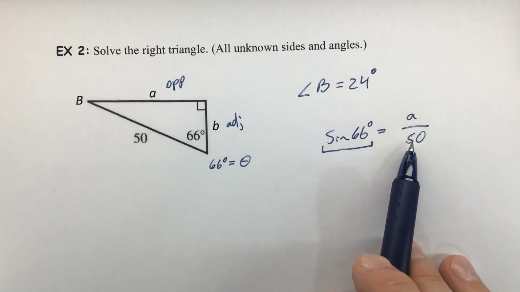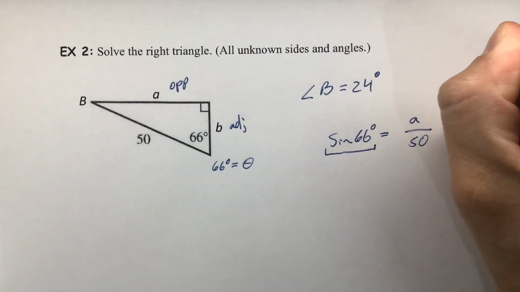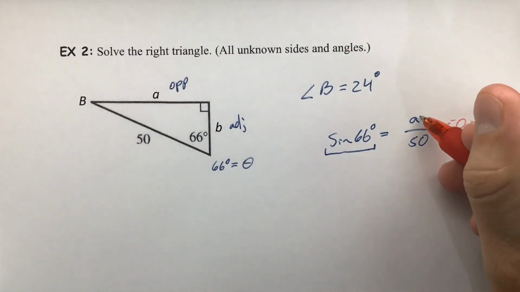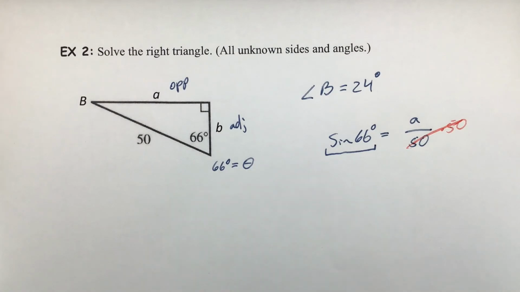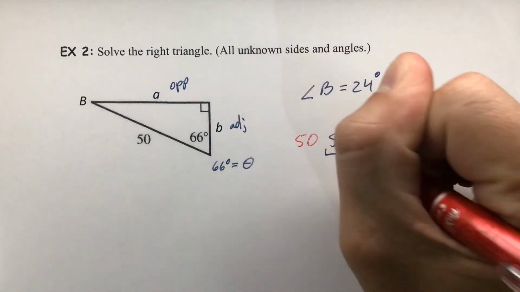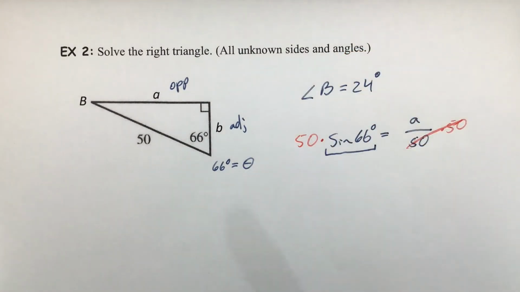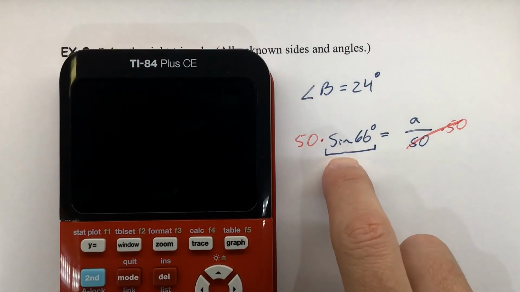How do you undo the 50 that's next to it? And for that, you would multiply by 50. All right, so if you divide A by 50 and then multiply by 50, those essentially cancel out. They undo each other. But then to balance the equation, you're going to multiply the other side by 50. I'll put a little dot there for multiplication. And you can actually go straight to the calculator with that.